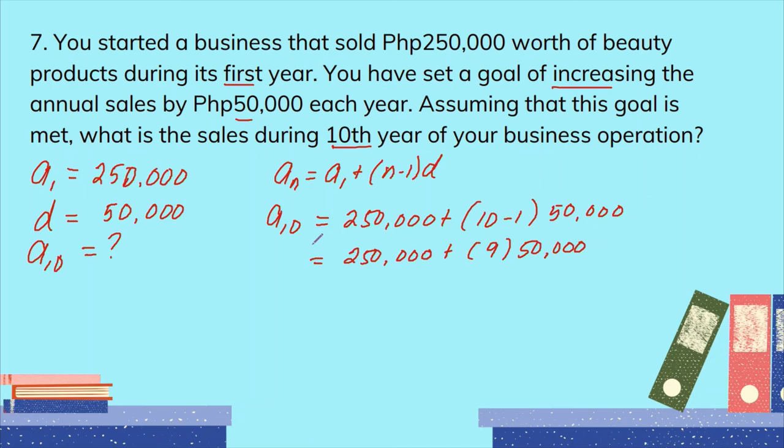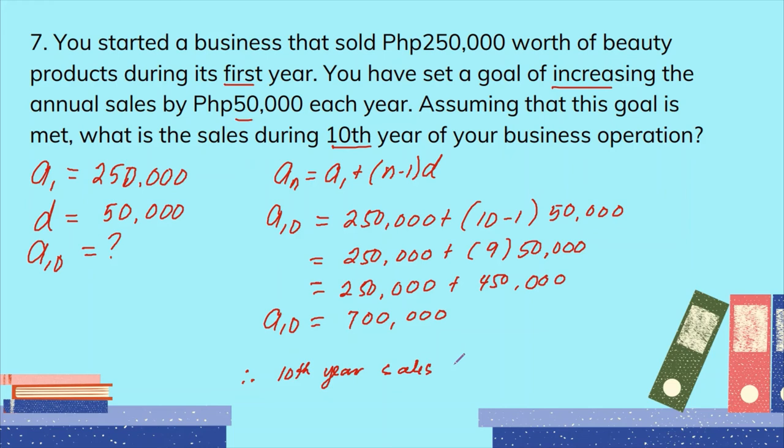And then, ano nang mangyayari? We have 250,000 plus 9 times 50,000 is 450,000. Tapos add mo sila, ang total ay 700,000. So, a sub 10 mo is 700,000. So, therefore, the sales during the 10th year is 700,000. So, 10th year sales mo is 700,000 pesos. Diba? Okay.